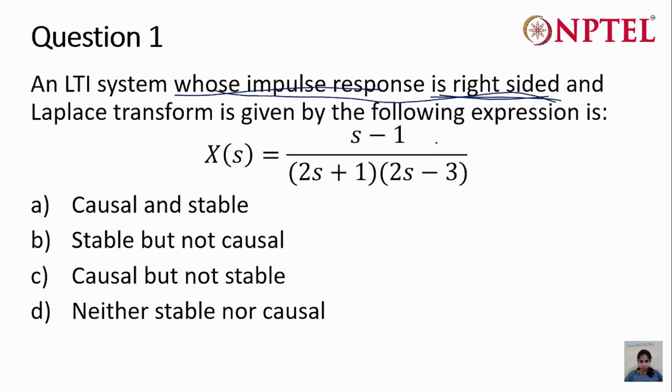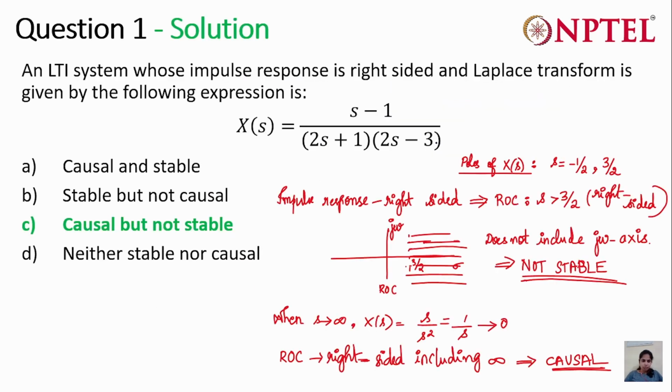Causal but not stable. Yes, so you're right. So let's check the solution. Let's go through the solution once. So here the Laplace transform is given to us. How we have started is first we have found the poles of X of s. So our poles are s is equal to minus 1 by 2 and s is equal to 3 by 2.